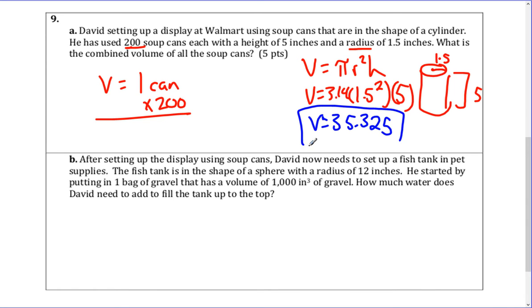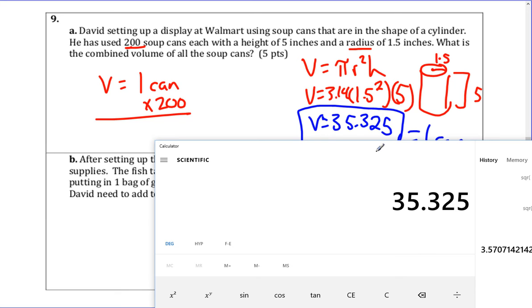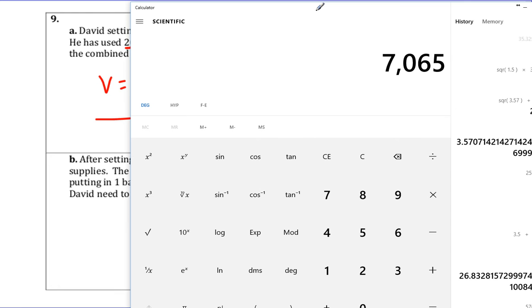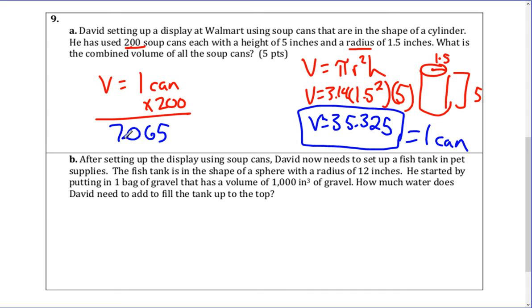So now if I multiply that by 200, that will give me the volume of 200 cans. Times 200 equals 7,065. So the volume of 200 cans is 7,065 inches cubed would be the unit on that.